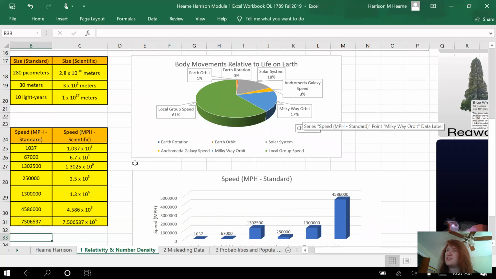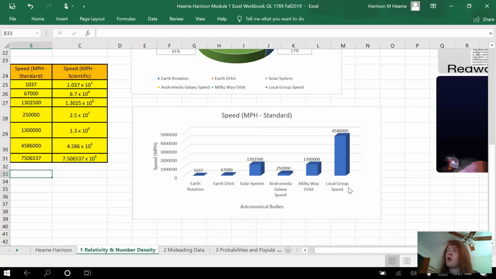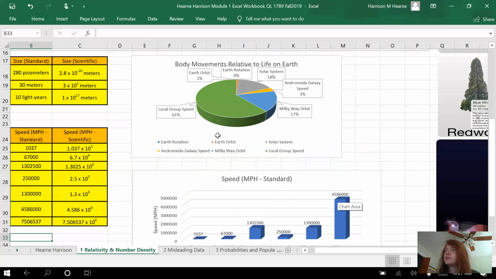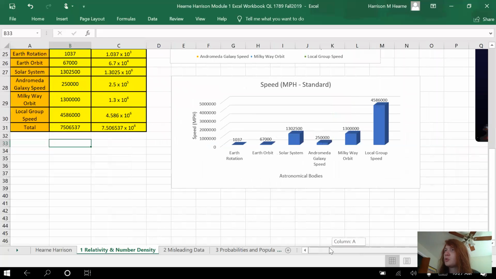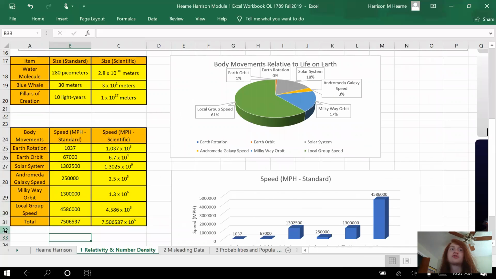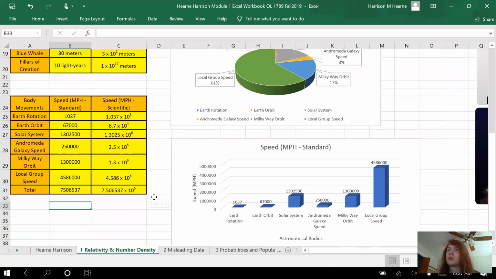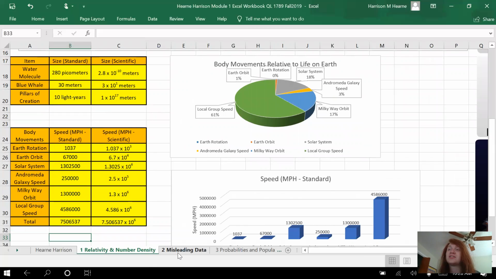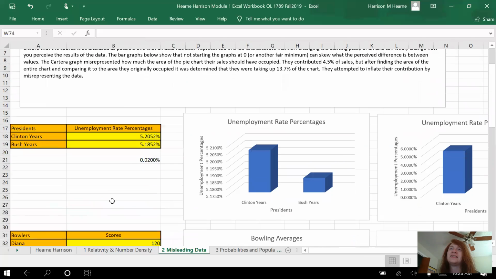They're roughly the same, which makes sense because they should be. The Milky Way orbit takes up 17% of that number. The solar system takes up 18% of that number. And then all the way on the end here, we have the massive, massive local group speed, which is taking up the 61% of the total relative speed for life on Earth. And that's all we really did on this first scenario. We were just kind of getting introduced to making these charts and graphs and tables. And we're going to get more into that in our second scenario, which is about misleading data.